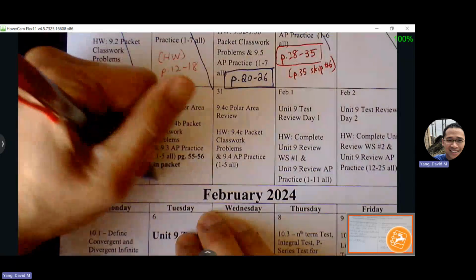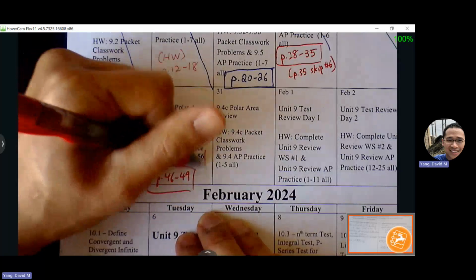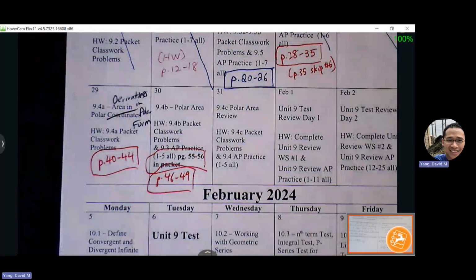This solution appears twice for a horizontal or vertical tangent. Do I cancel it? Yes, it appears twice. Oh, guys, real quick, page 46 to 49, but also pages 55 and 56 for the practice. I'll send out a reminder.